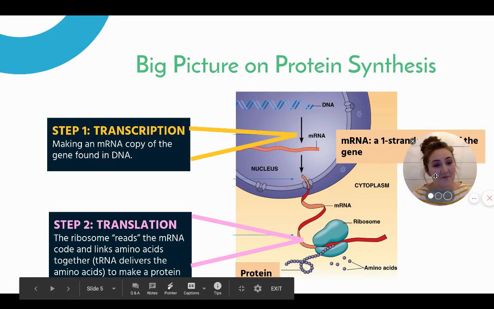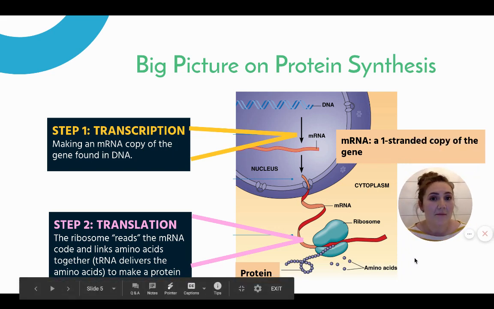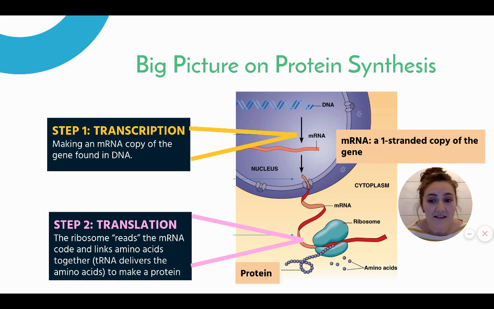All right, now we're on to step 2. So step 2 is translation. This is where the ribosome is going to be reading the mRNA that just left the nucleus. And the ribosome is going to be linking the amino acids together. tRNA, another molecule, is responsible for delivering those amino acids to the ribosome to make that protein.